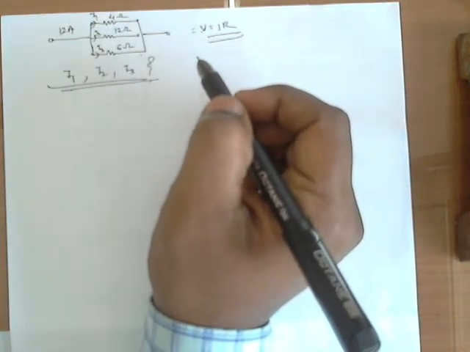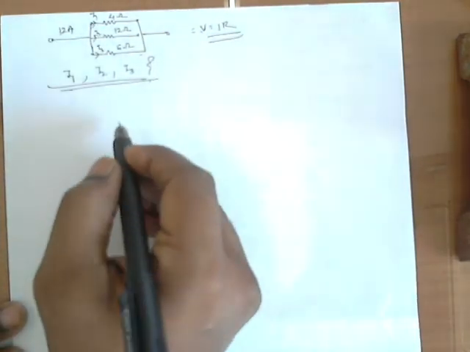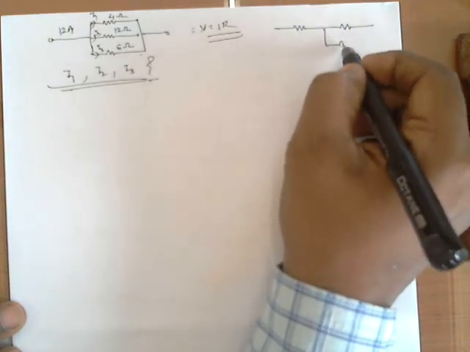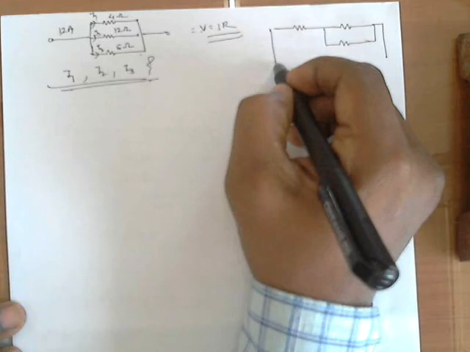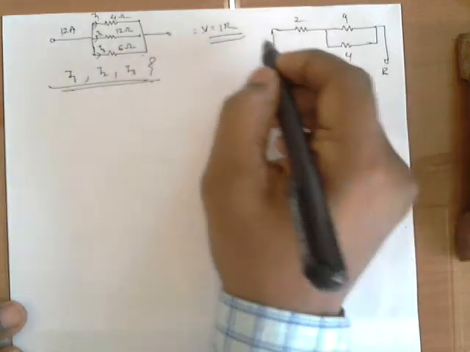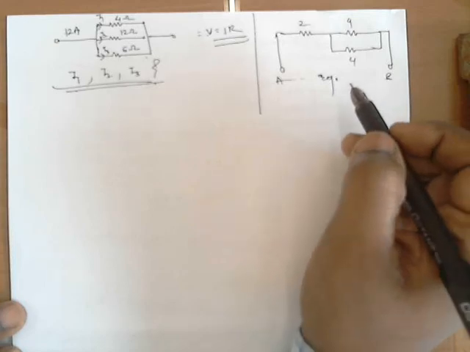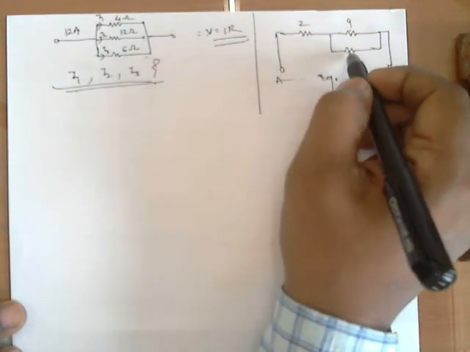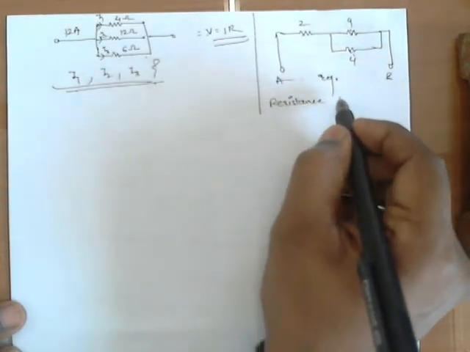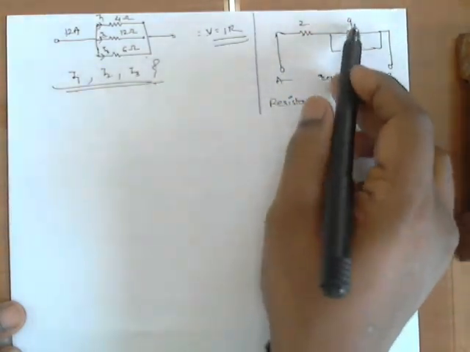One more thing I just want to tell you, now we need to find resistance reductions. What if I give a circuit like this, 2 ohm, 4 ohm, 4 ohm, this is A B, and my question is to find the equivalent resistance across A B? How to find it? See here, 2 ohm, and 4 and 4 in parallel. This is called resistance reduction. Important term, resistance reduction. So 4 and 4 parallel means what will be the total resistance?